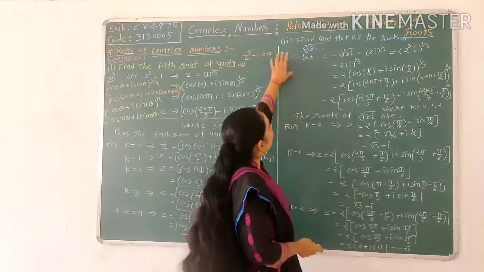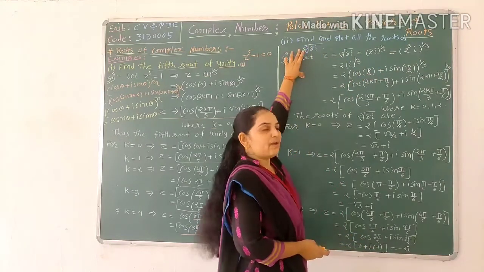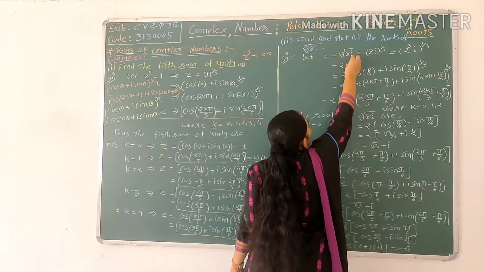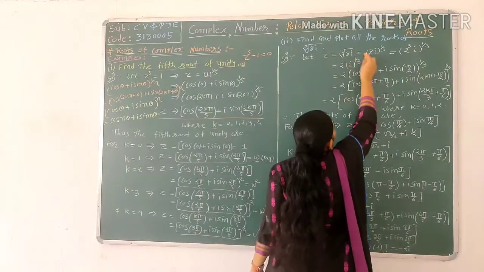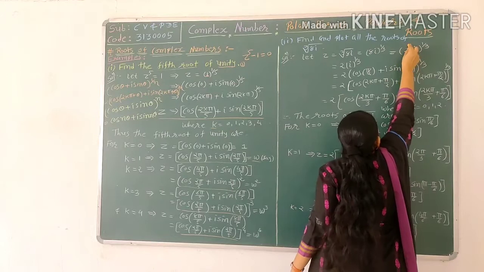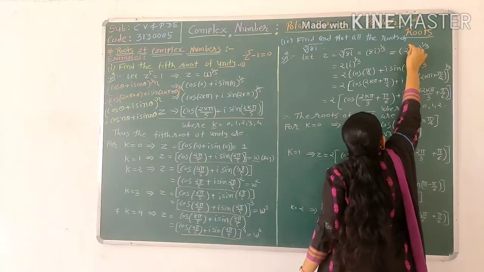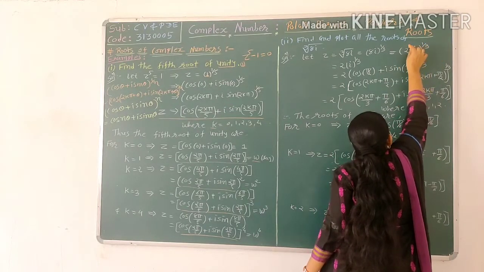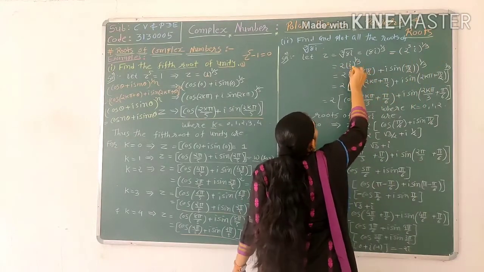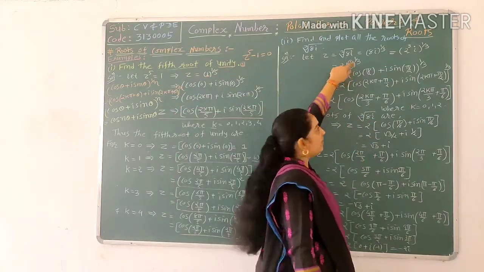Now, next example. Find and plot all the roots of the cube root of 8i. First, let Z be equal to the cube root of 8i. This can be written as (8i) raised to 1 by 3. Now, 8 can be written as 2 cubed, times i, raised to 1 by 3. Now, 2 cubed raised to 1 by 3, that means the 3 is cancelled, so we can write 2 and i raised to 1 by 3. Now, we have to set this as i.